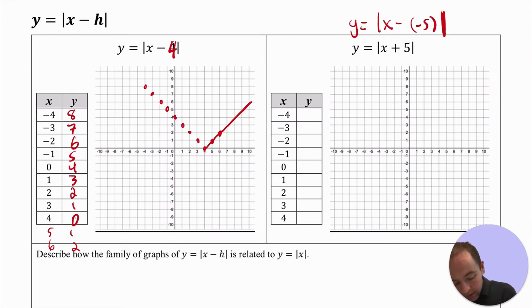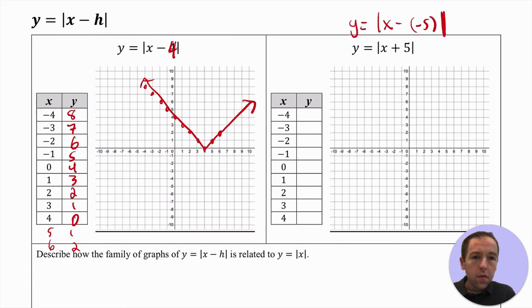And that's exactly what's going to happen. Okay, it's just the V shape actually just got moved, but horizontally this time rather than vertically. And so that's exactly what's going to happen when we subtract or add some sort of value inside the absolute value with the x. It's just going to do a horizontal shift.